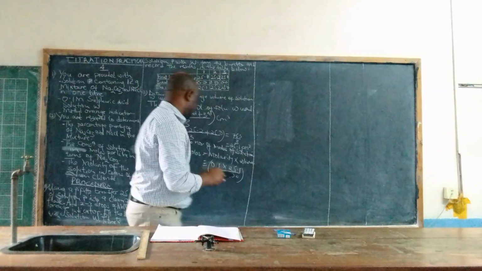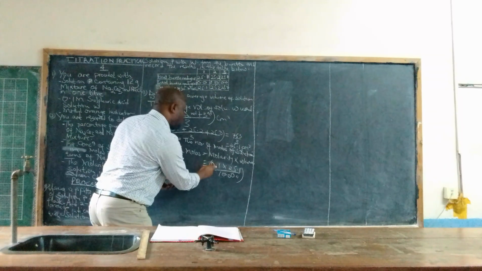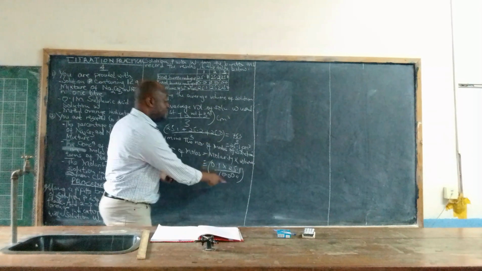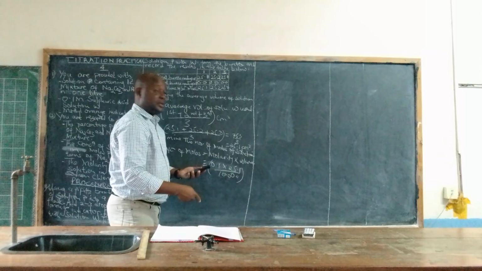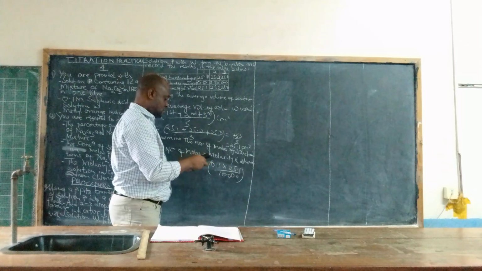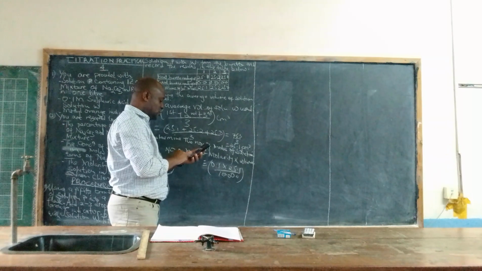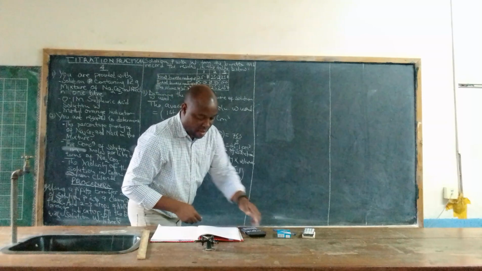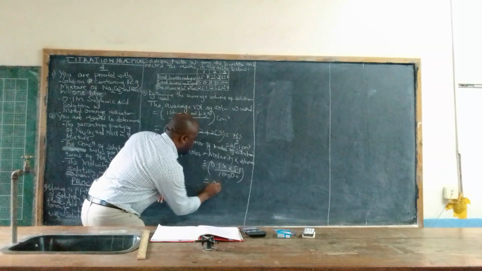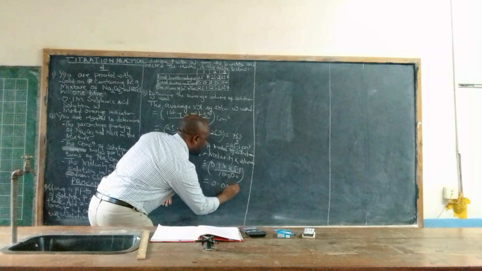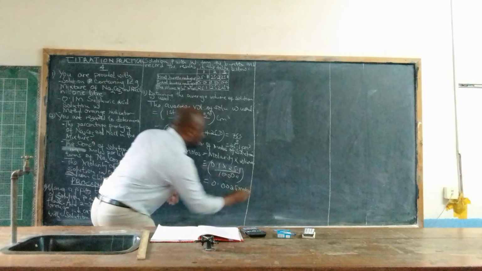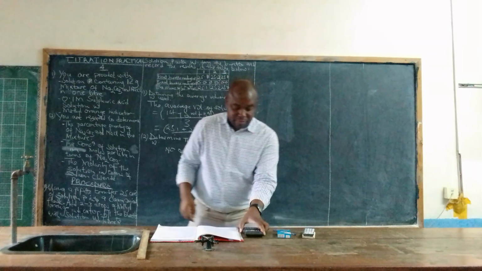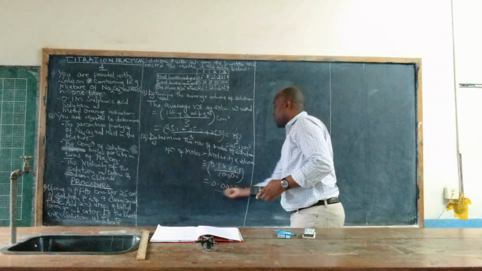So all in all, we come back to our calculator here, because this 0.1 is the molarity, and the molarity is always supposed to be divided by 1,000. The number of moles in 1,000. So it's going to be 0.1 times 25 divided by 1,000, which is giving us 0.0025 moles. Good. If you do your calculations properly, you will get this.